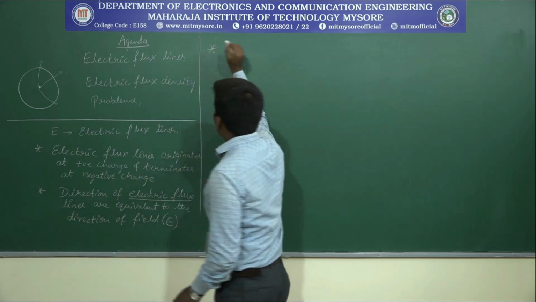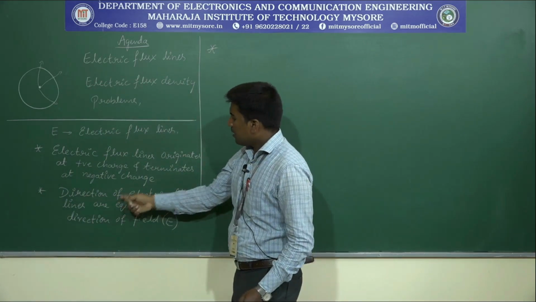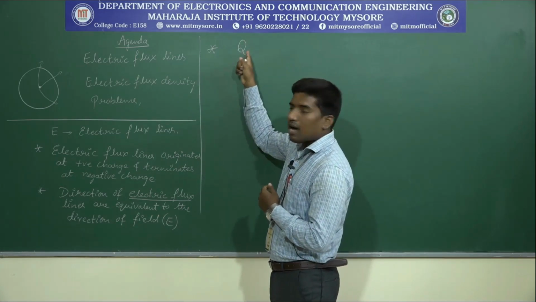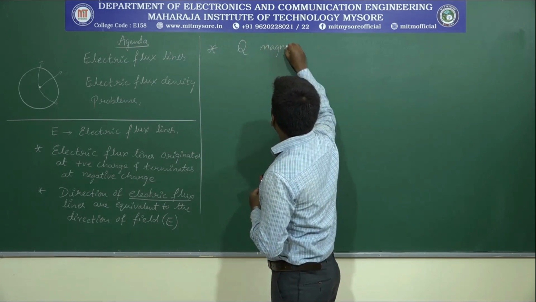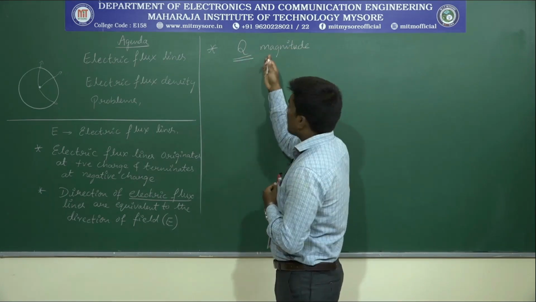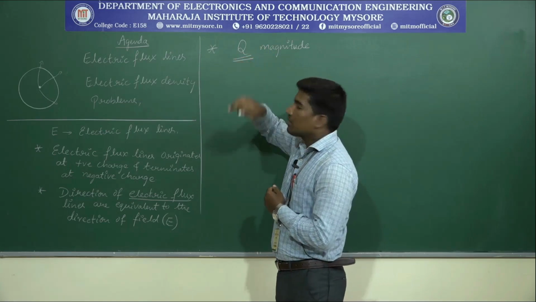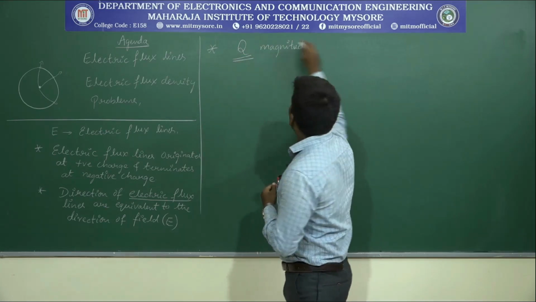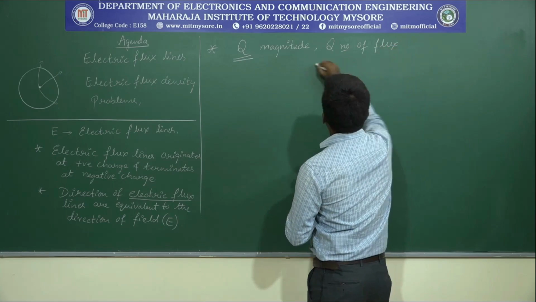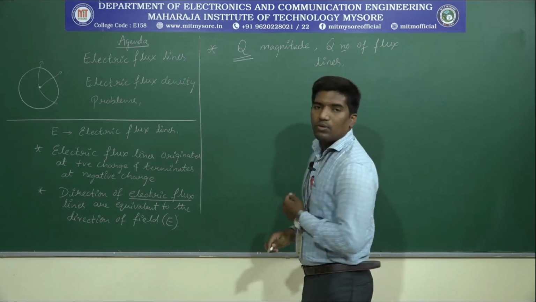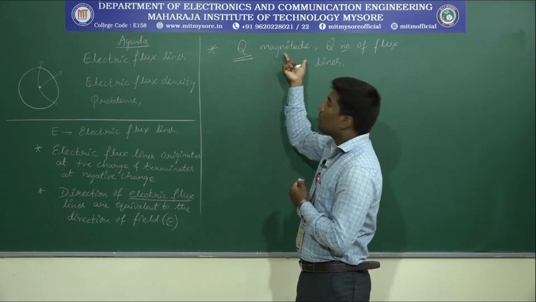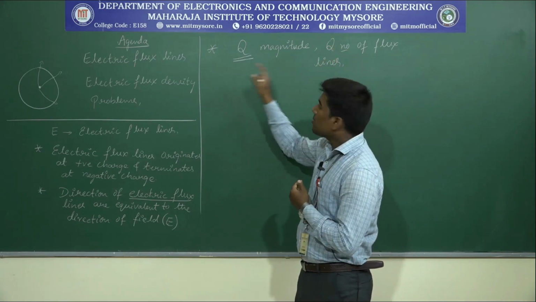Then the third condition: a charge of magnitude Q coulomb is equivalent to Q number of flux lines. The charge with magnitude Q gives Q number of flux lines. This is due to the SI unit. A charge of magnitude Q coulomb produces Q number of flux lines. This is the third condition.